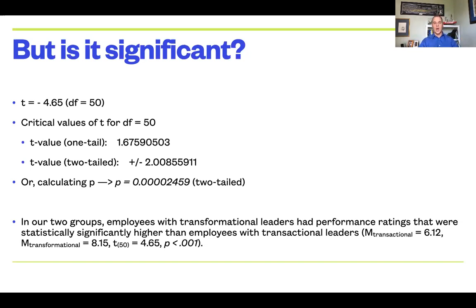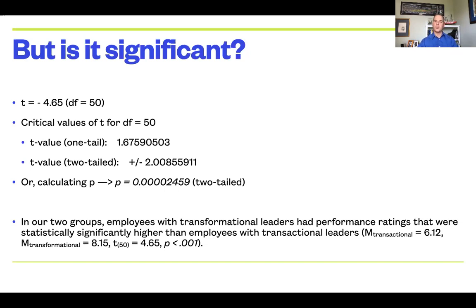So this is how we write our conclusion. In our two groups, employees with transformational leaders had performance ratings that were statistically significantly higher than employees with transactional leaders. And then I throw in the statistics to back this up, right? So my mean for transactional was 6.12. My mean for transformational, 8.15. Alternatively, you might put the difference between means was 2.03, right? t with 50 degrees of freedom was 4.65, p less than 0.001.